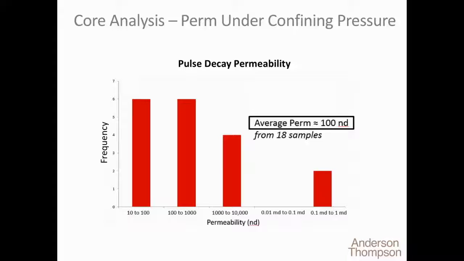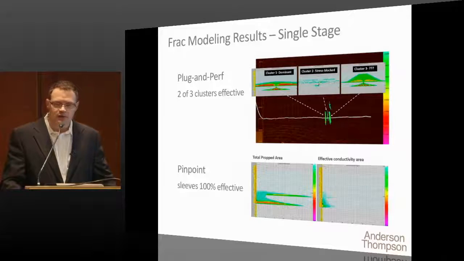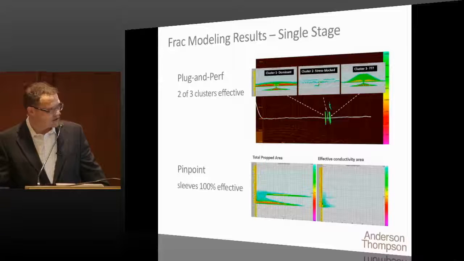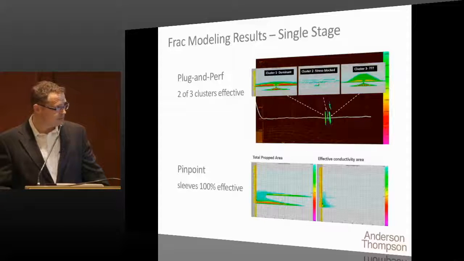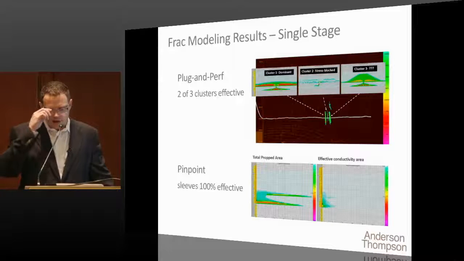Now also with frac modeling, we did frac modeling both on the plug and perf design and the pinpoint, and here's just an example of a single stage with both methods. Here you can see that on the plug and perf side, only 2 out of the 3 clusters on a stage are actually effective, and those clusters give fairly different looking frac geometries. One's long and skinny, one's a big height, shorter. And one's pinched off. One is stress shadowed right out.